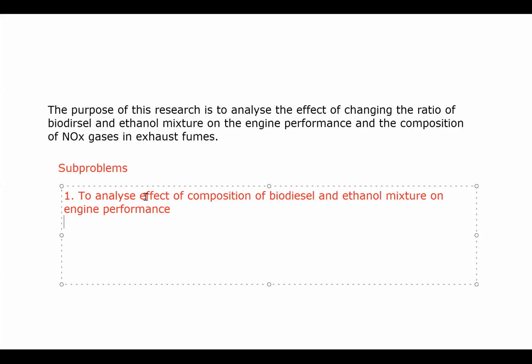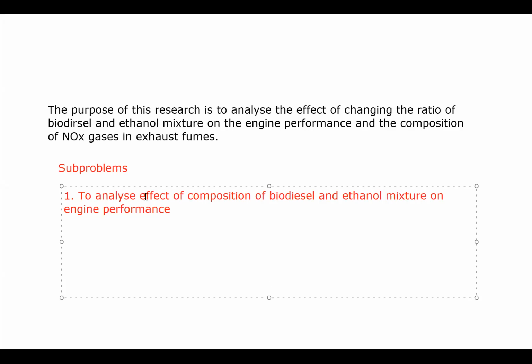It can be done separately. You can just make your biodiesel and ethanol mixture at different ratios, and for each ratio, you can run your engine and look at your engine performance. You can create multiple ratios and multiple runs and measure engine performance. Here, we have to specify what engine performance really is. That will probably be a little later. For now, I'm looking at my sub-problem two.